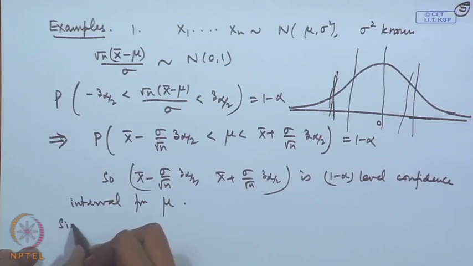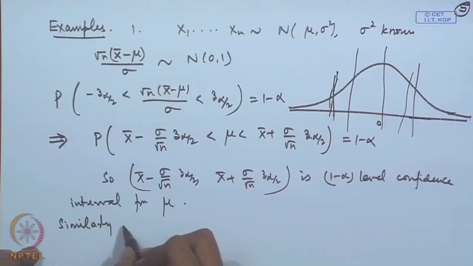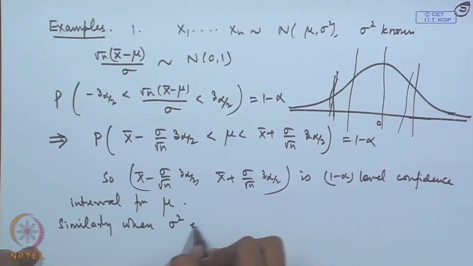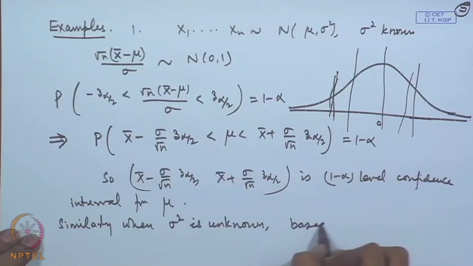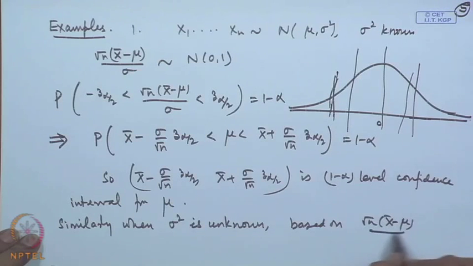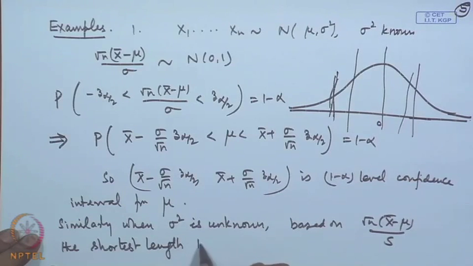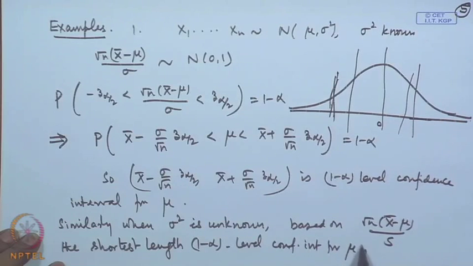Similarly, when we are considering sigma square unknown, in that case based on root n x bar minus mu by s, the shortest length 1 minus alpha level confidence interval for mu is x bar plus minus s by root n t alpha by 2, n minus 1.